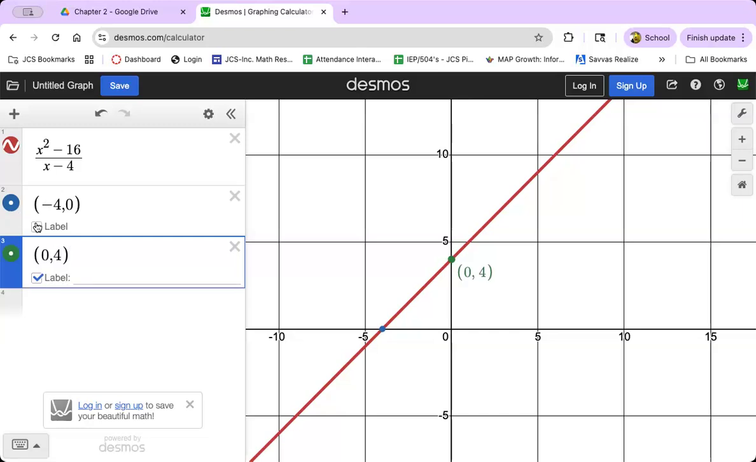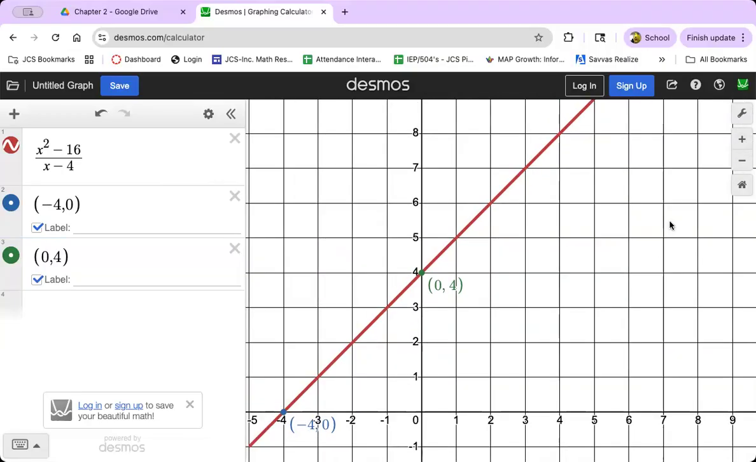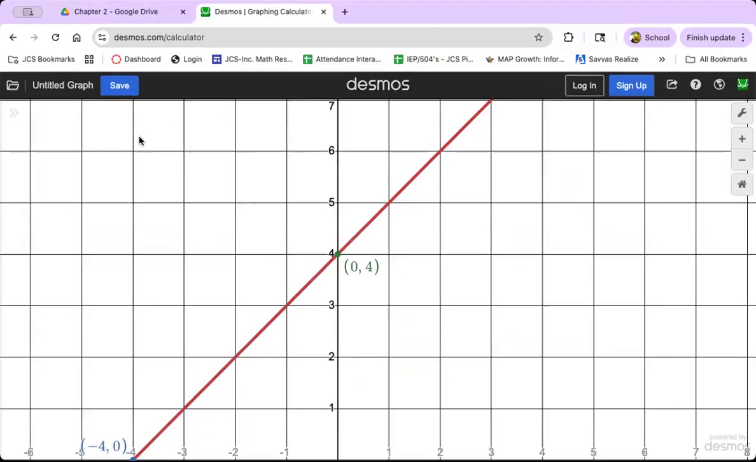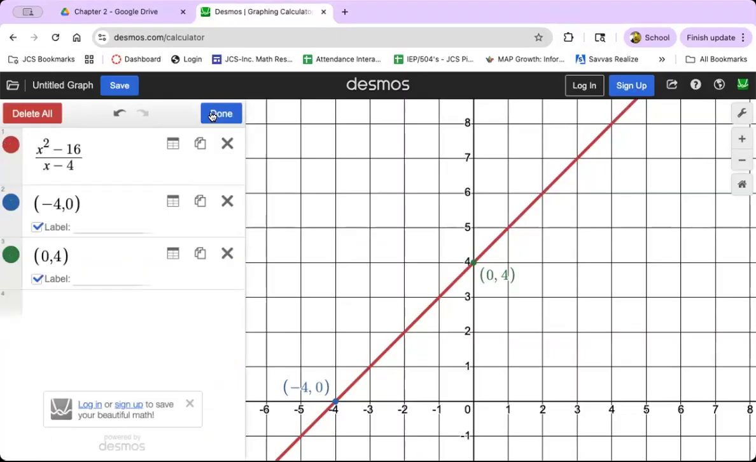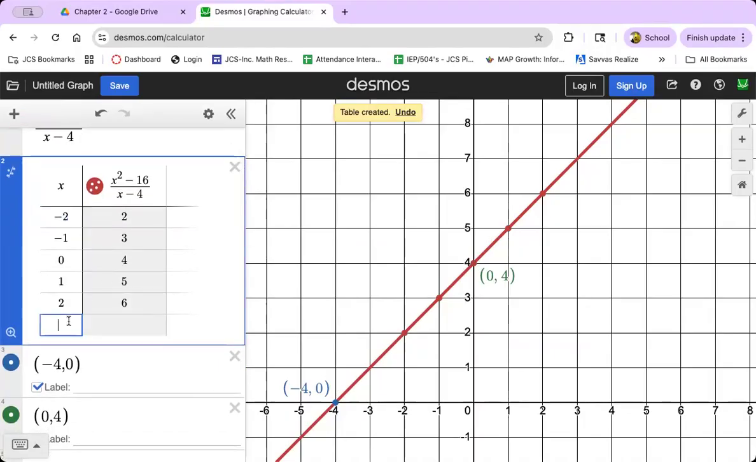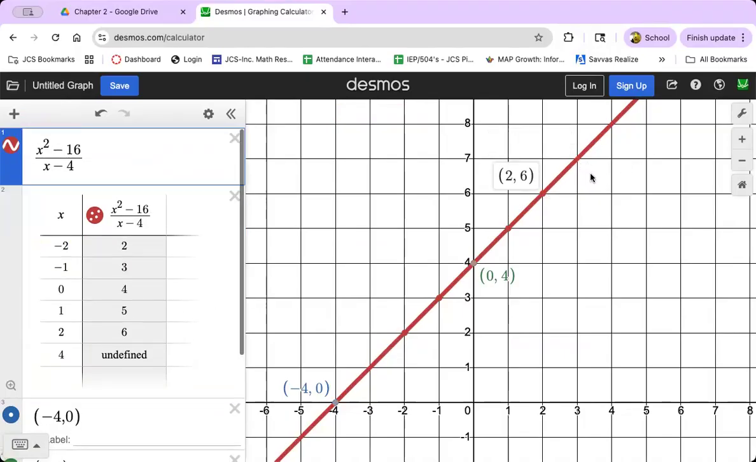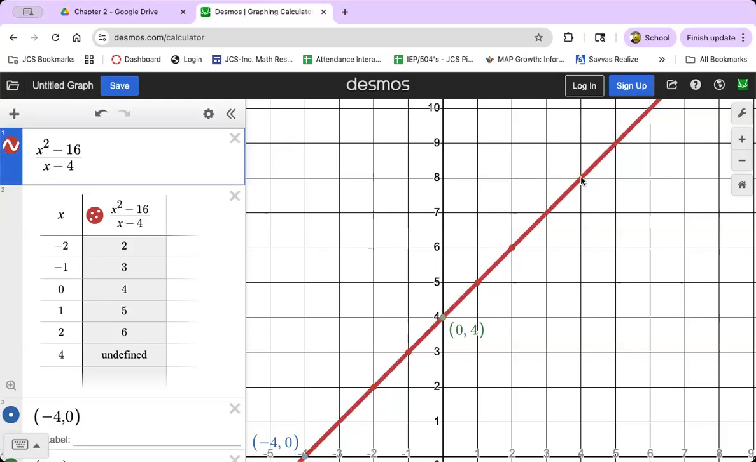Label it and label this one. But the thing is, at x equals 4, you're gonna have to bring up the table. Here it is. When you plug in 4, you will get undefined here. So this is the original equation that we're graphing. At 4, you're going to have undefined. And let me see if it actually pops up. Where's 4? Oh, there you go. See, at 4, it's actually undefined.